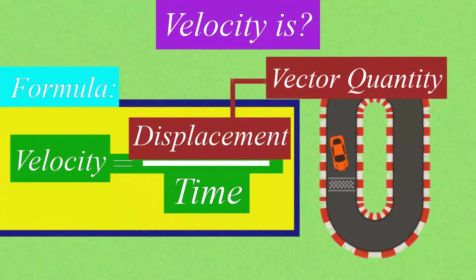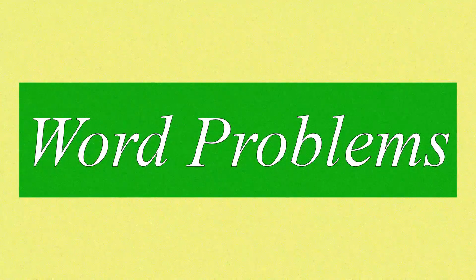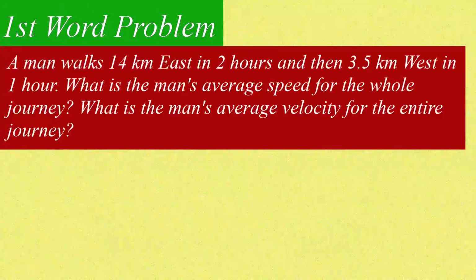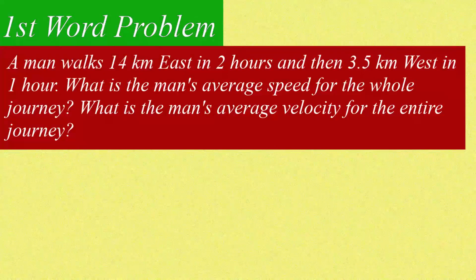To further understand our topic, we should answer a word problem. So, for our first word problem, a man walks 14 kilometers east in 2 hours and then 3.5 kilometers west in 1 hour. What is the man's average speed and average velocity for the whole journey?